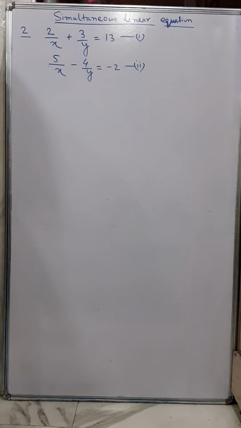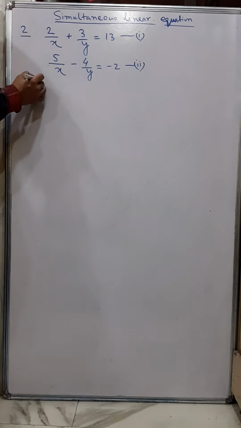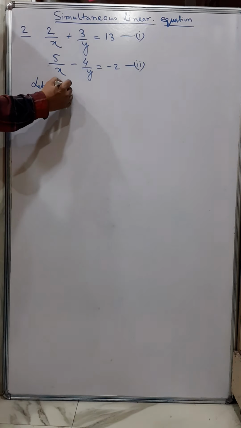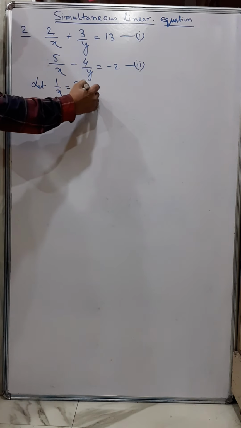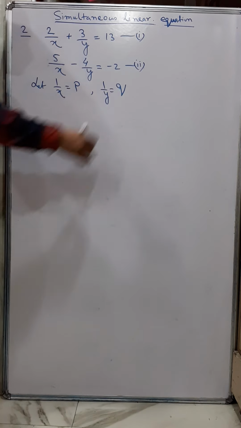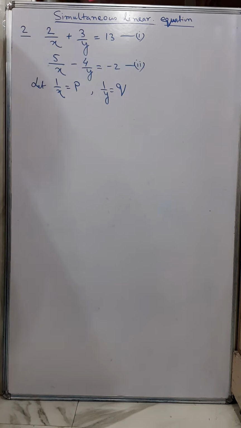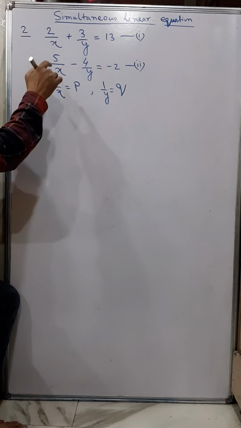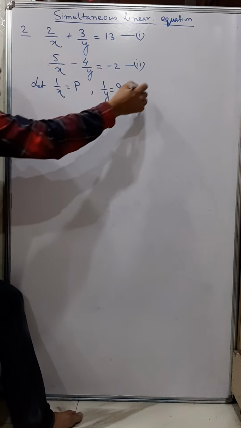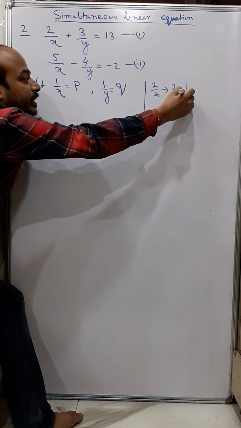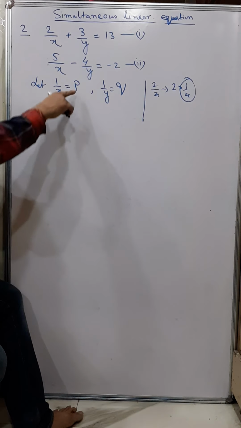Okay, next sum. Now in this type of sum, we can take 1 by x as something, say p, and 1 by y equals q. Then you can do it in a simple way. So now the first equation becomes, you can understand, 2 by x. If you see 2 by x, we can say it as 2 into 1 by x. Now we have taken 1 by x as p.